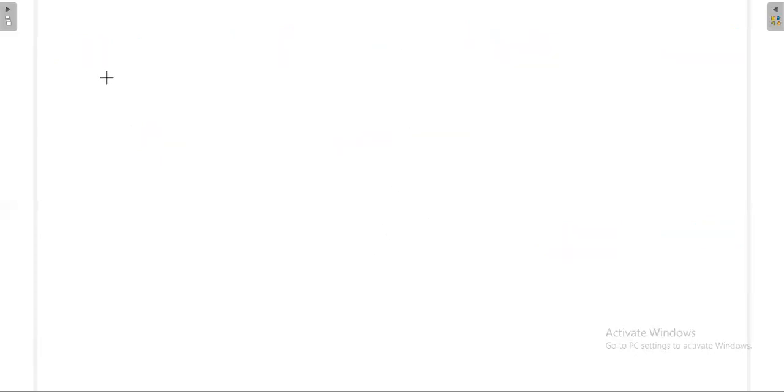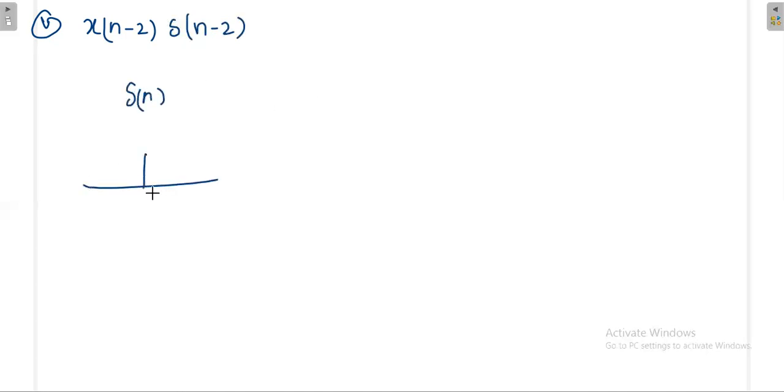So the next question is x of n minus 2 and del of n minus 2. Again, we know the nature of del n. Whenever del n is given, it will have a sample only at n equal to 0, where its value is 1. In all other cases, the value of del n is 0.